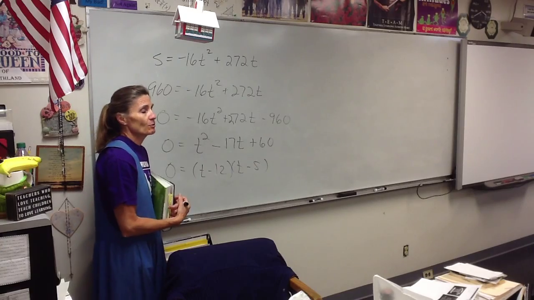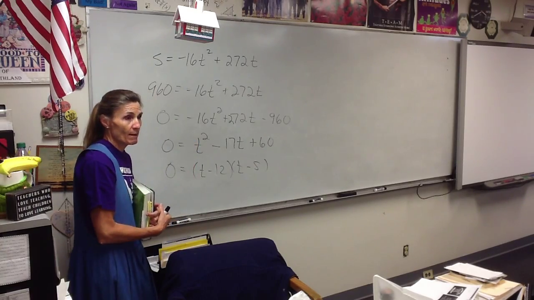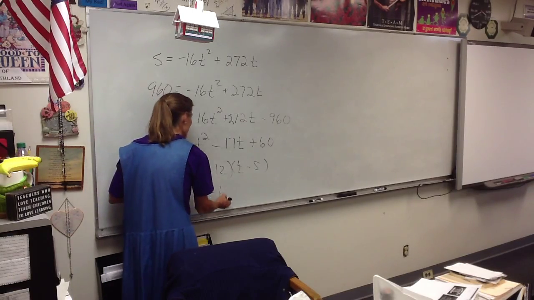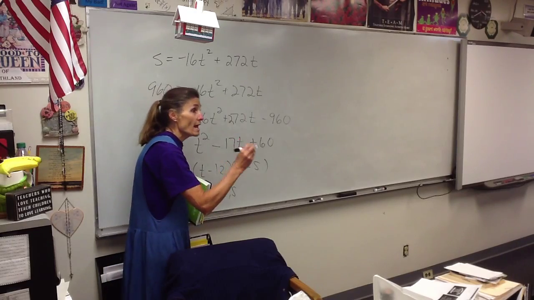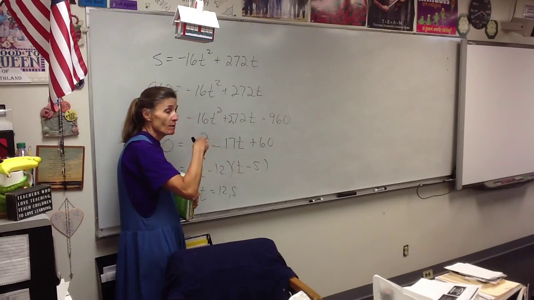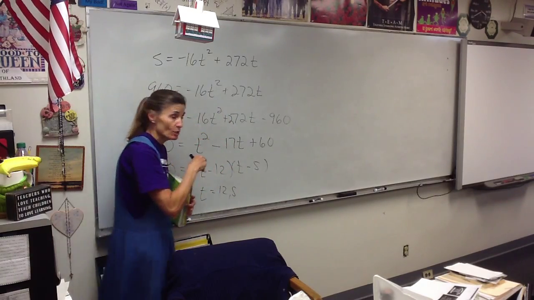Then I want you to factor it. But if you can't see how it factors, you could use the quadratic formula on that pretty easily. So what does that tell me? t equals 12 or 5. So when is the ball 960 feet above the ground? After 5 seconds, and again after 12.